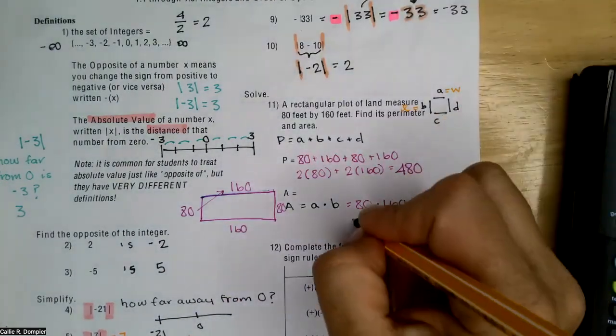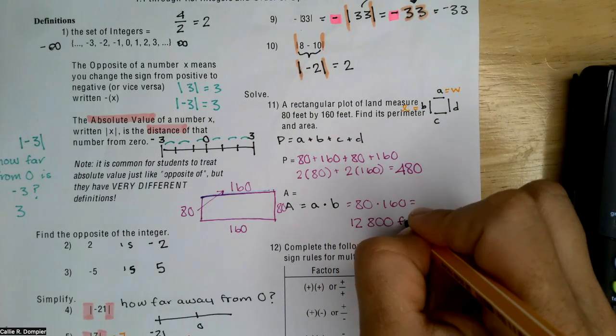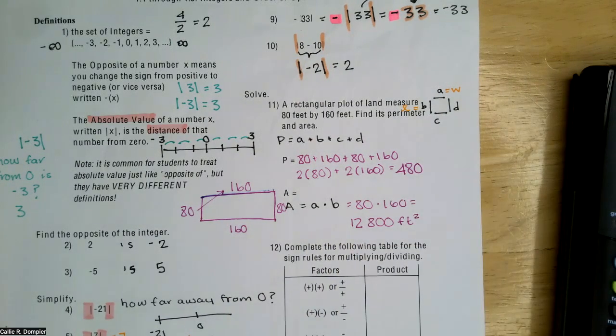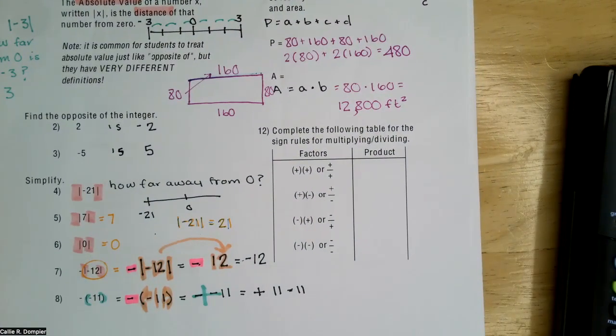12,800 square feet. You can do it like that. Good. So that'll be a word problem.